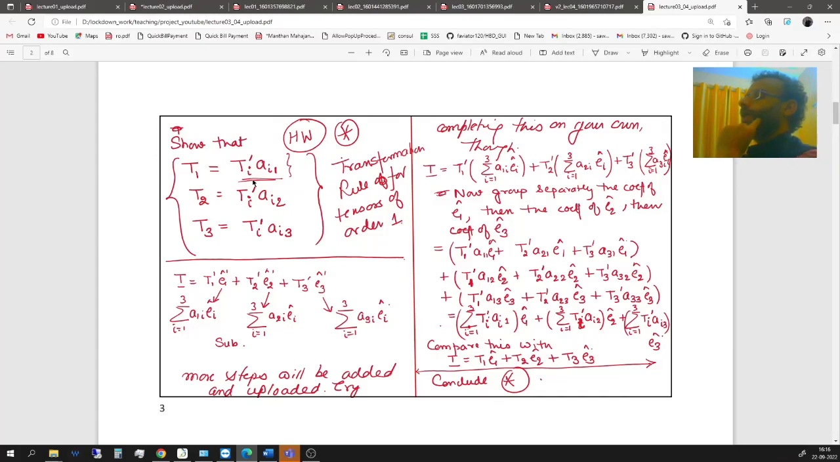And mind you, here again, indices are being repeated, which implies that summation is there.